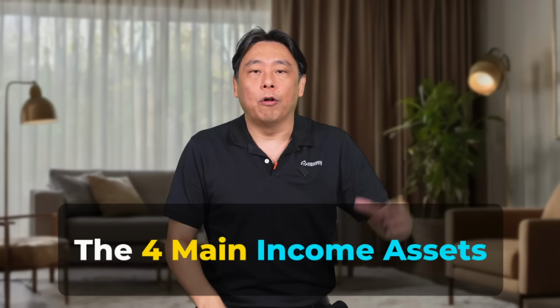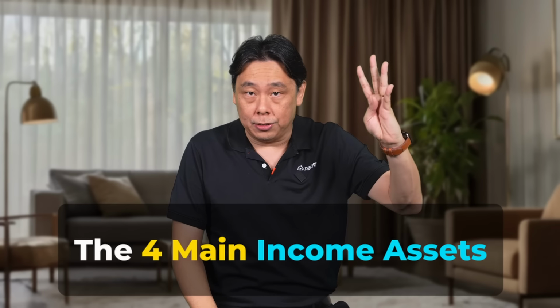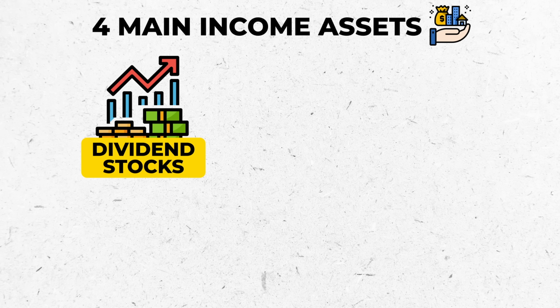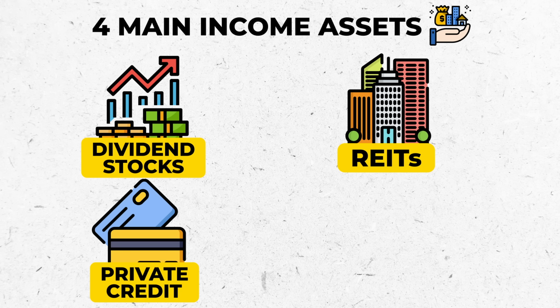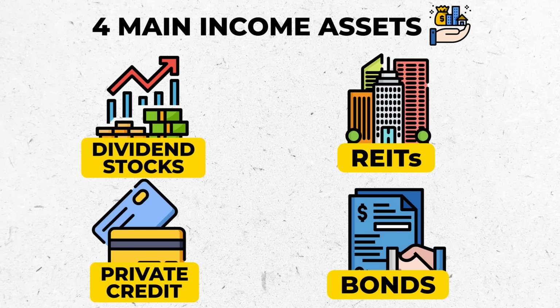So in my dividend income portfolio, it consists of 4 main income assets. Number 1, high quality dividend stocks. Number 2, high quality REITs or real estate investment trusts. Number 3, private credit. And number 4, bonds. So let me explain these 4 income assets one by one.